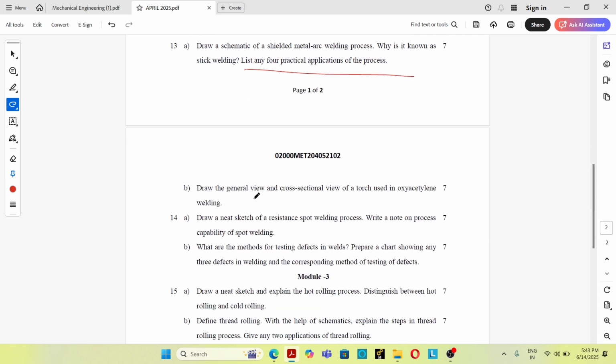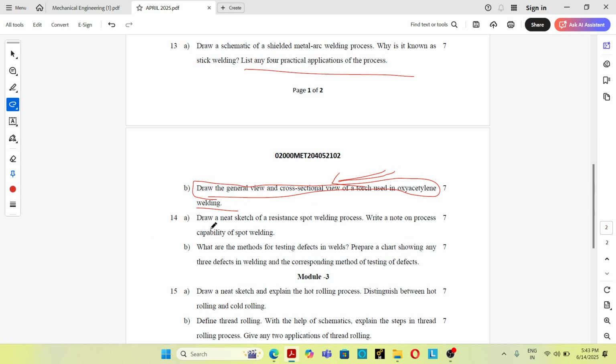Then here, draw a general view and cross-sectional view of the torch used in oxy-acetylene welding. See, this is actually the blow pipe which is used in the oxy-acetylene welding process. This I didn't discuss in the class. This is the blow pipe. Draw the sketch of the cross-sectional view of the blow pipe used in oxy-acetylene welding process.